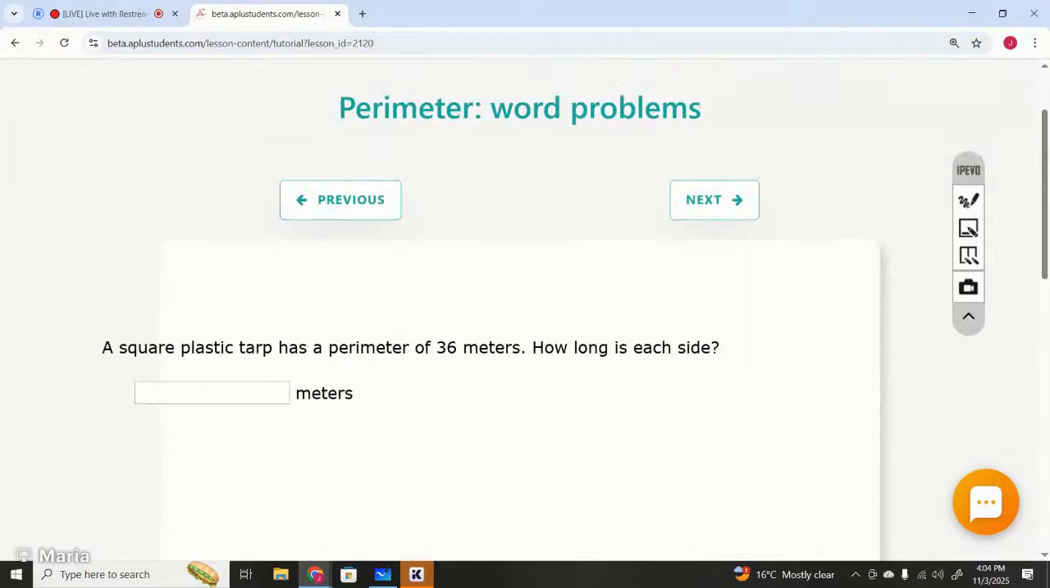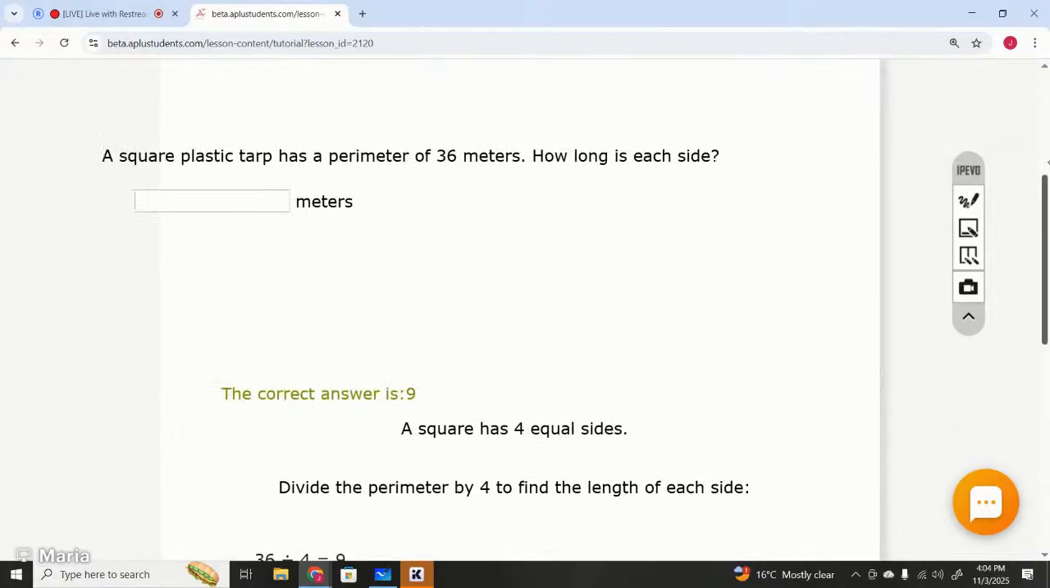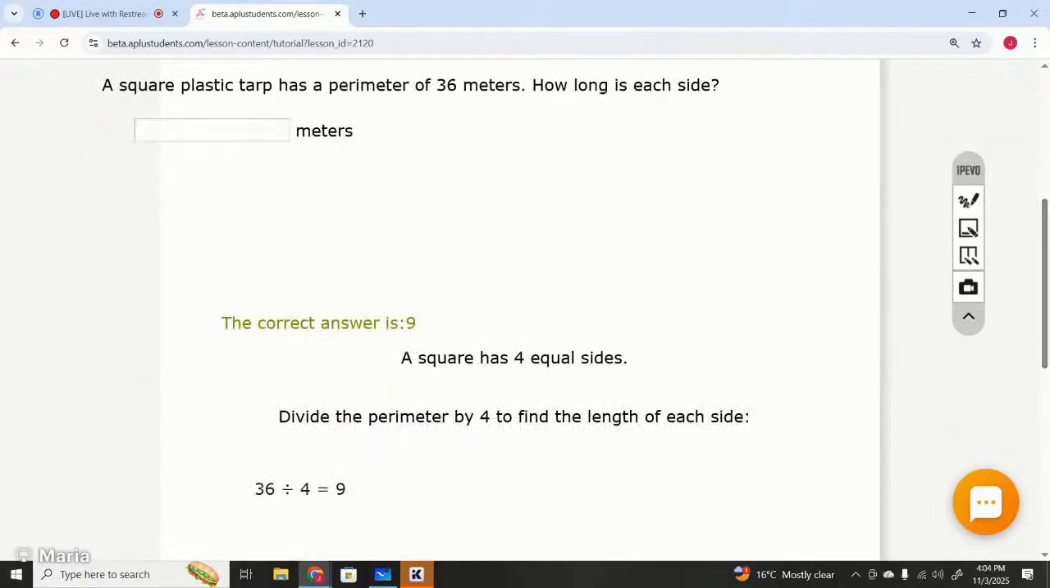A square plastic wrap has a perimeter of 36 meters. How long is each side? So we need to calculate the side length of the square plastic wrap. A square has all four sides equal in length. We need to find the side length, right? The perimeter is 36. So we need to divide the perimeter by 4 to find the length of each side. So 36 divided by 4 is 9. So that means the length of each side is 9.